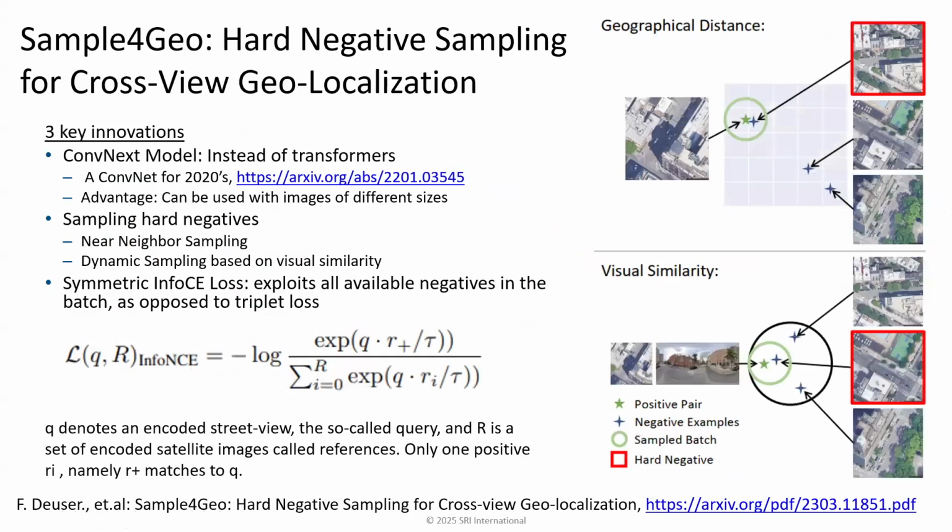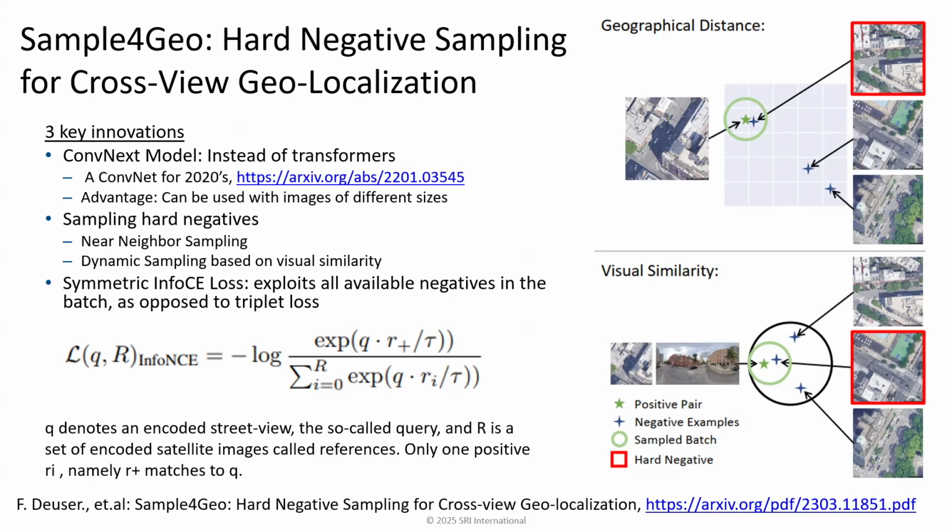So then in 2023, actually I think it's CVPR 2023, there was a new paper which came out called Sample4Geo, which really improved performance a lot, and you'll see that. They had 3 key innovations. The first innovation was that they used a convolutional model instead of transformers. And the advantage of using a convolutional model is that it can be used with images of different sizes.